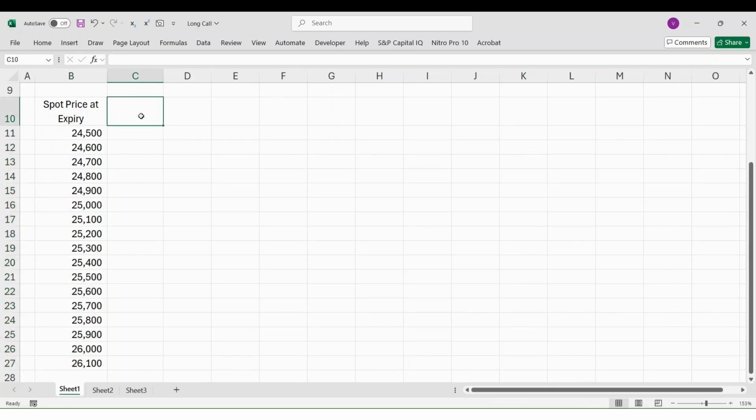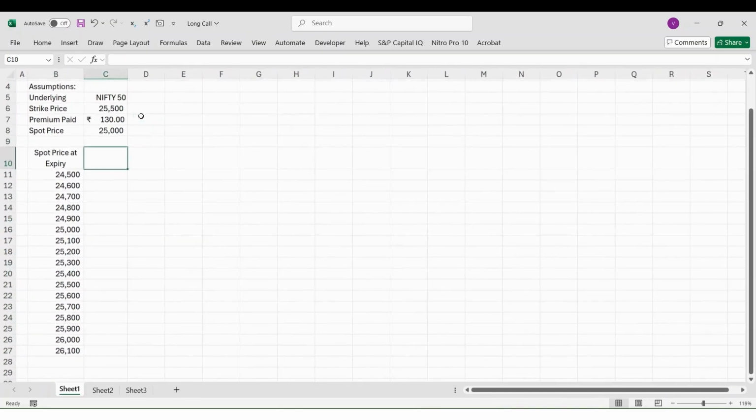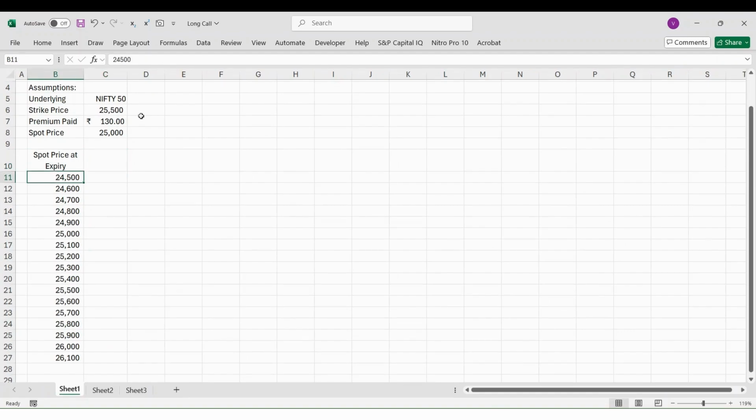Now, based on this expected range of Nifty or spot prices, only one of them will be true, right? Not all of them will be true. At expiry, only one of the scenarios would be correct. I'm going to calculate the intrinsic value of my call option, assuming Nifty expires at any of these levels. So as I said, it would be max of spot price, now I'm assuming Nifty expires at 24,500, minus my strike price, comma 0. And we can drag the formula down.